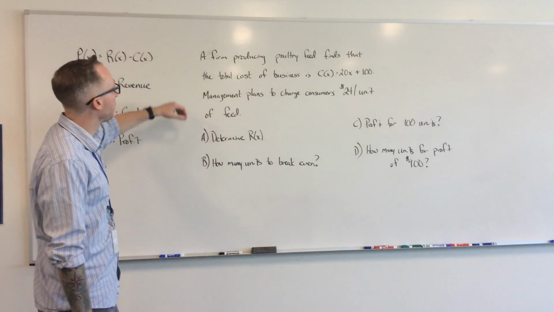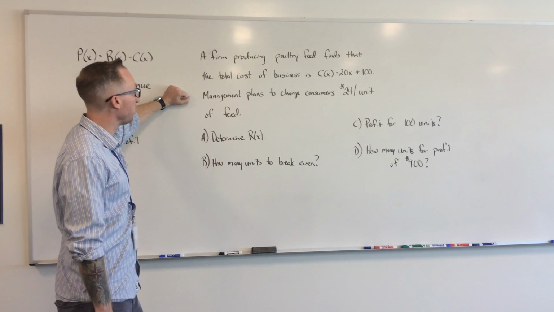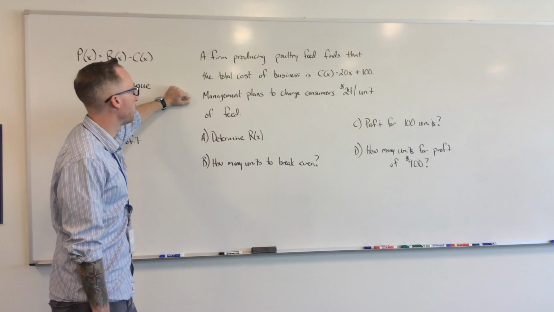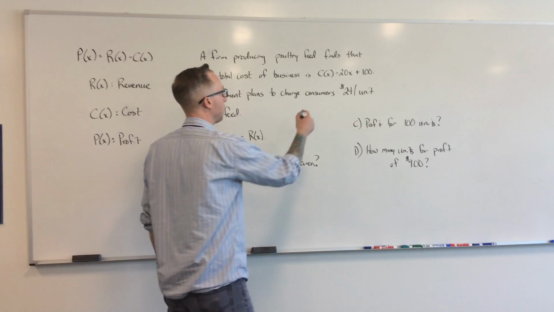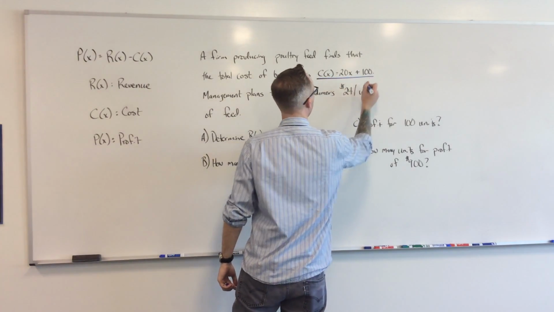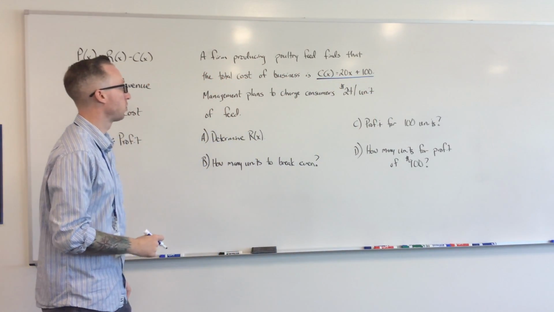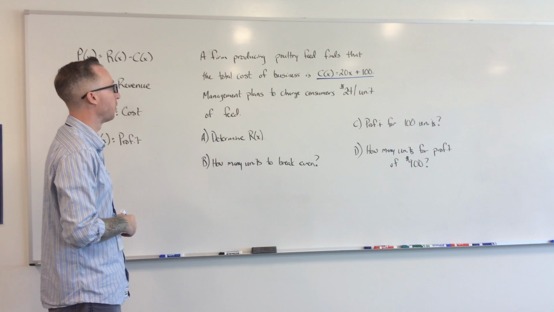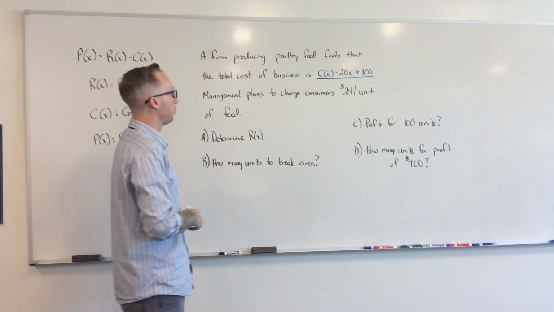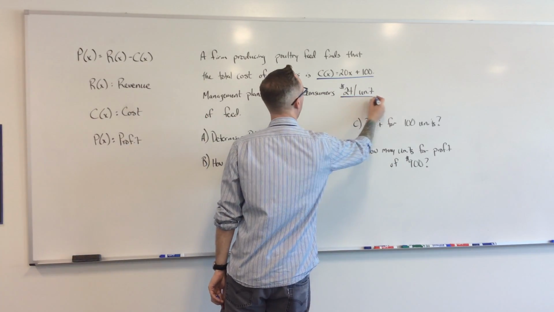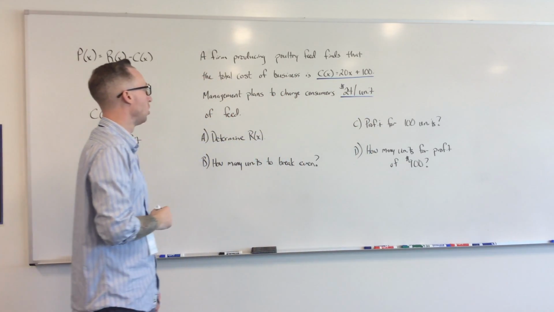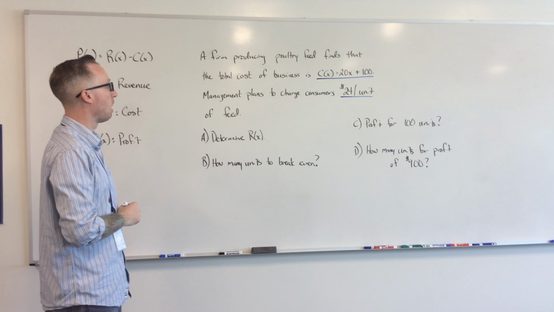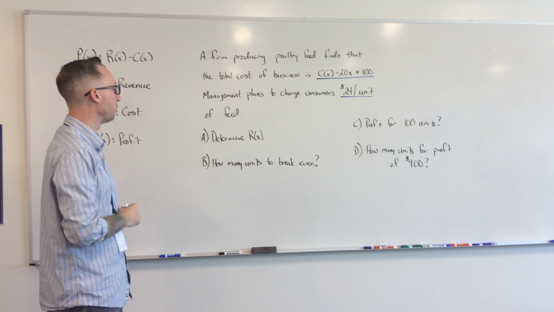So a quick example here. A firm producing poultry feed finds that the total cost of business is C of X equals 20X plus 100. We're given a cost function. Costs for X number of units sold is 20X plus 100. Management plans to charge consumers $24 per unit of feed. We're going to charge and have income of $24 per unit of feed.